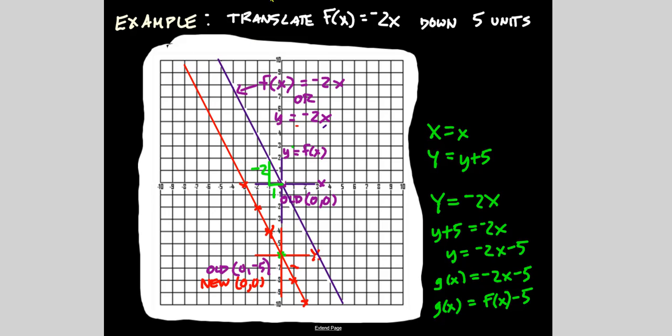Okay, so again, this line is y equals negative 2x minus 5. It's also, I'm calling it g of x.